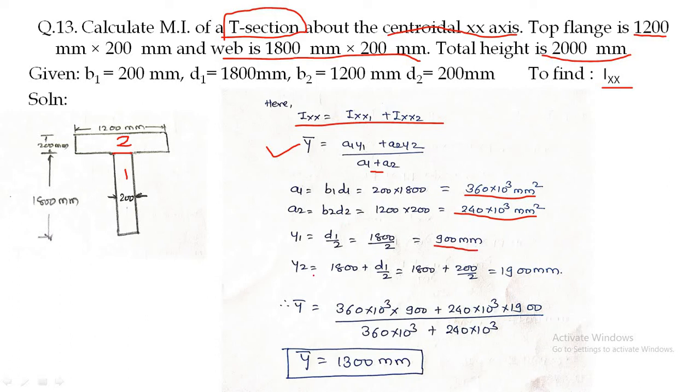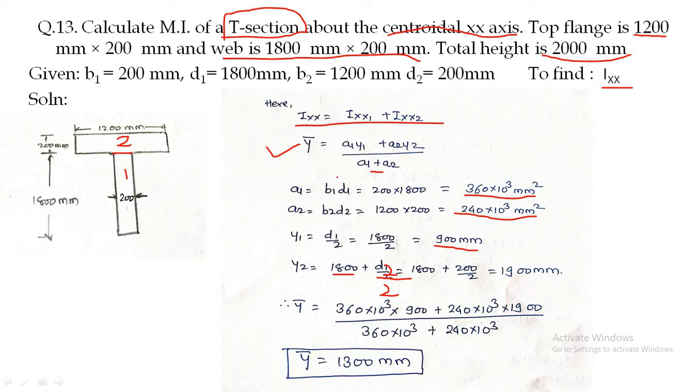Similarly, y2 is the distance of the horizontal central axis of the second rectangle from the base, or from the bottom. Now this second rectangle begins after 1800 mm from the bottom. So I have taken 1800 plus d2 by 2. So 1800 plus d2 by 2 will give us 1800 plus 200 by 2, which is equal to 1900 mm. So that will be our y2.